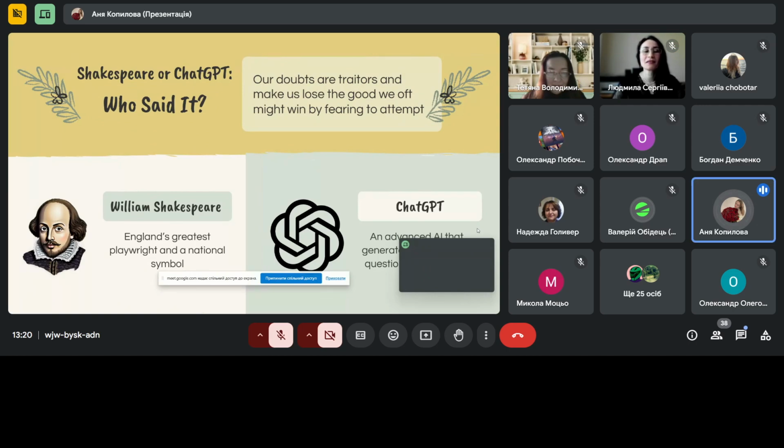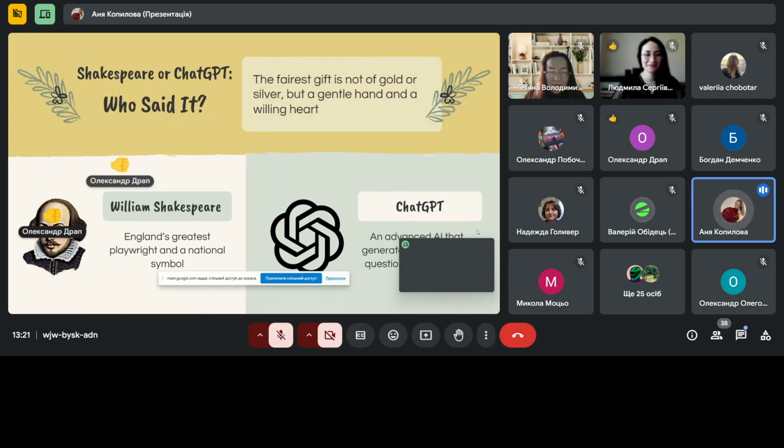Now listen to this quote. Our doubts are traitors and make us lose the good we oft might win by fearing to attempt. Is it Shakespeare or ChatGPT? I think it's Shakespeare. And tell me why you think that. I saw it before. Okay, well said, and the answer is William Shakespeare.